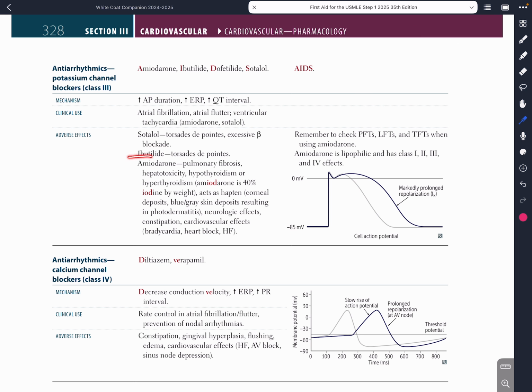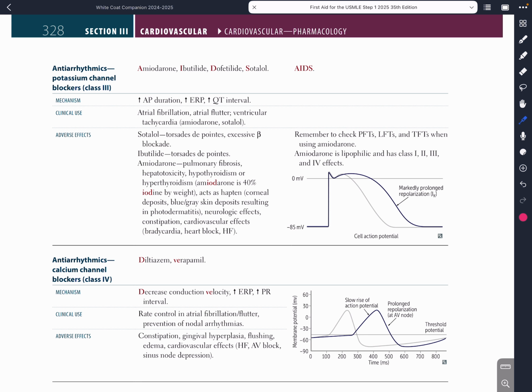Amiodarone is very notorious and famous for side effects, however, it is still preferred. Amiodarone can cause long-term pulmonary fibrosis, hepatotoxicity, and hypothyroidism or hyperthyroidism, because amiodarone is 40% iodine by weight and acts as a hapten. It can also cause corneal deposits. Amiodarone can also cause blue-gray skin deposits resulting in photodermatitis.